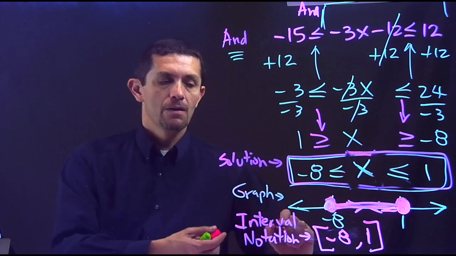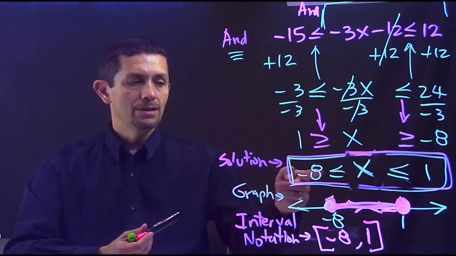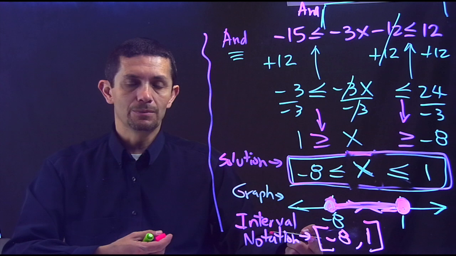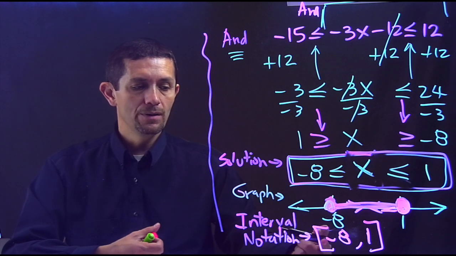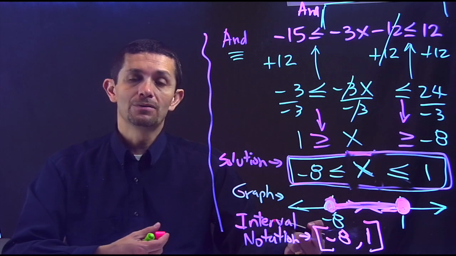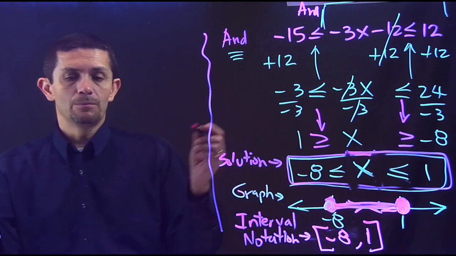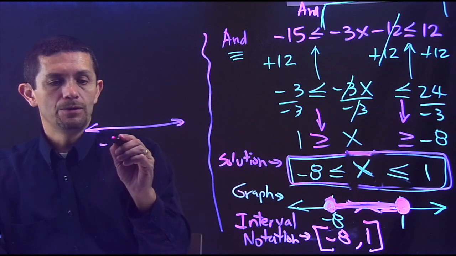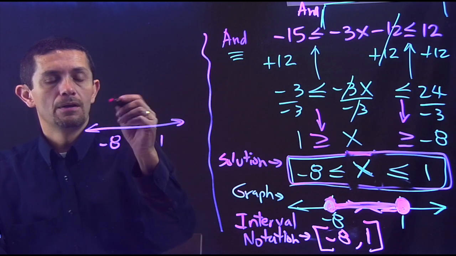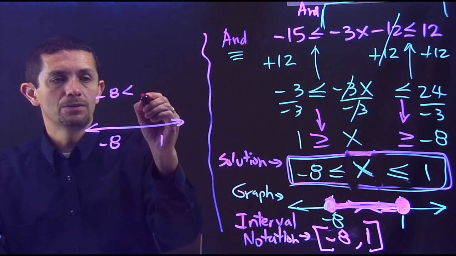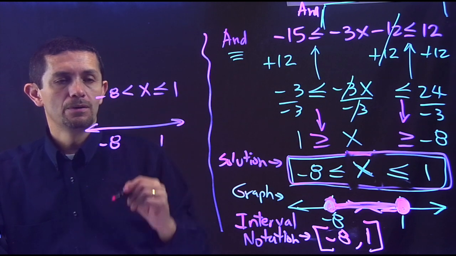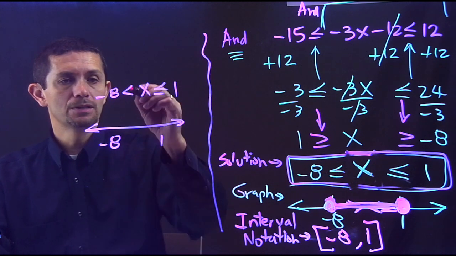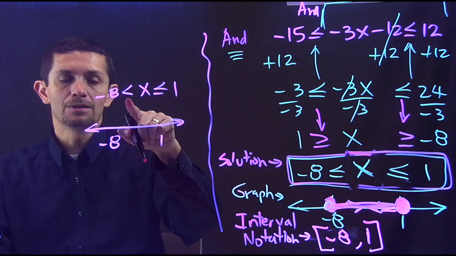One thing that I want to show, let's pretend, and we're done with this problem already, but I want to add something so we understand when the bracket is going to change. So let's pretend that my graph was between -8 and 1, but let's remove the equal underneath on the -8 side. The only thing I'm changing is I'm not putting an equal on this side.